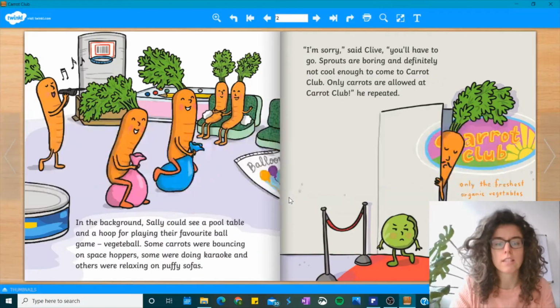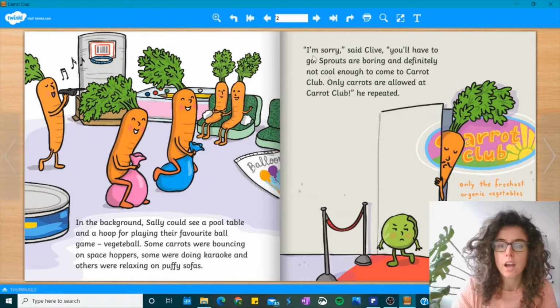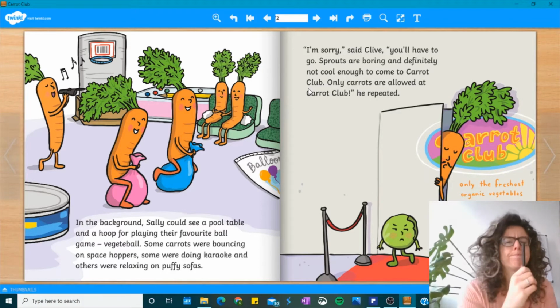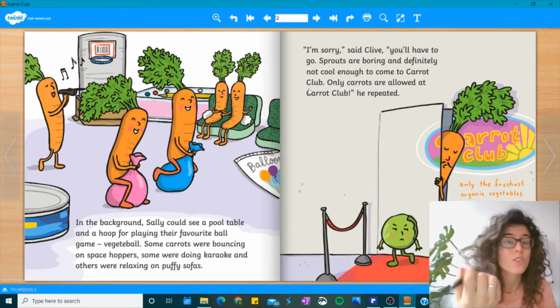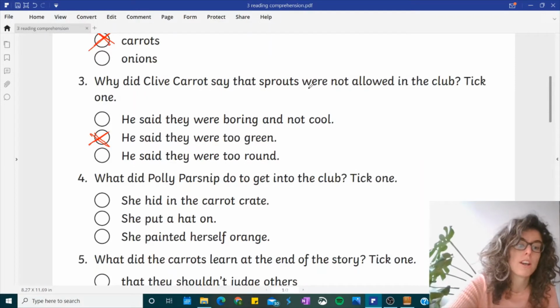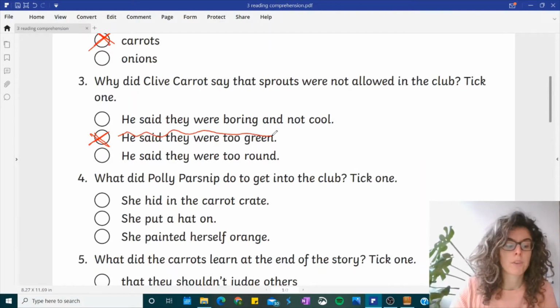Right? And I think it's on that same page. "I'm sorry," said Clive. "You'll have to go. Sprouts are boring and definitely not cool enough to come to Carrot Club." Does he say anything about the color green? No. Okay, so there's no evidence to support that green was the right answer. So Miss Gia is going to eliminate that answer.